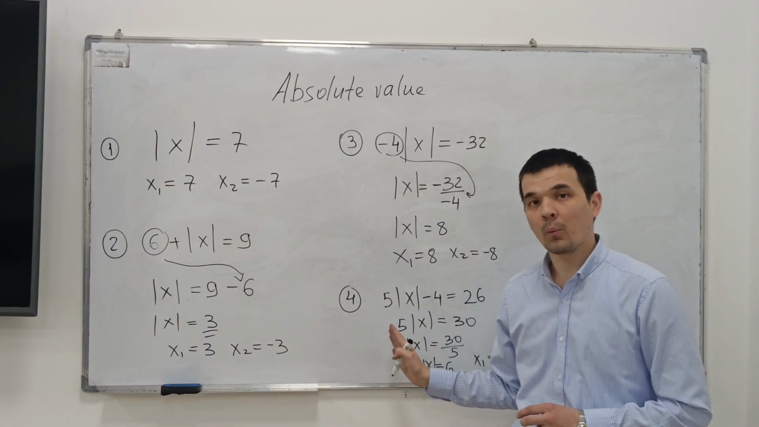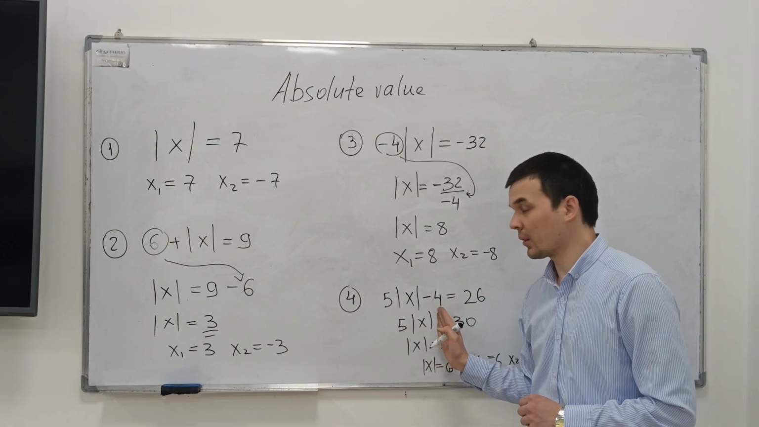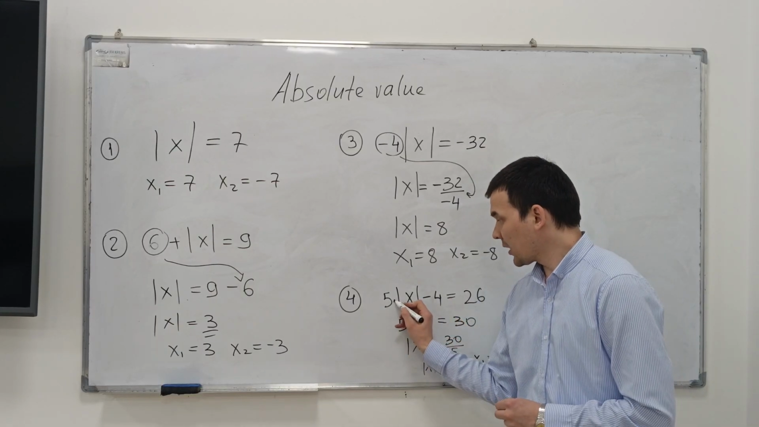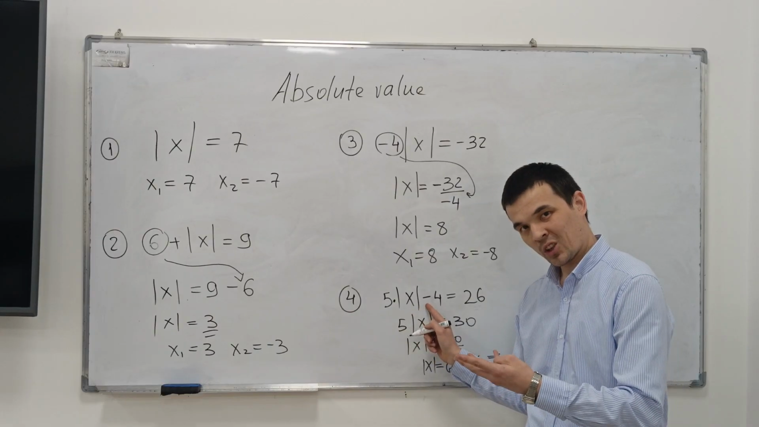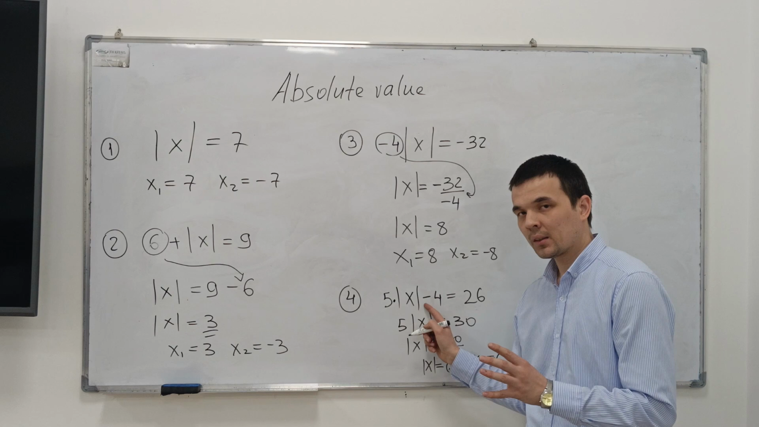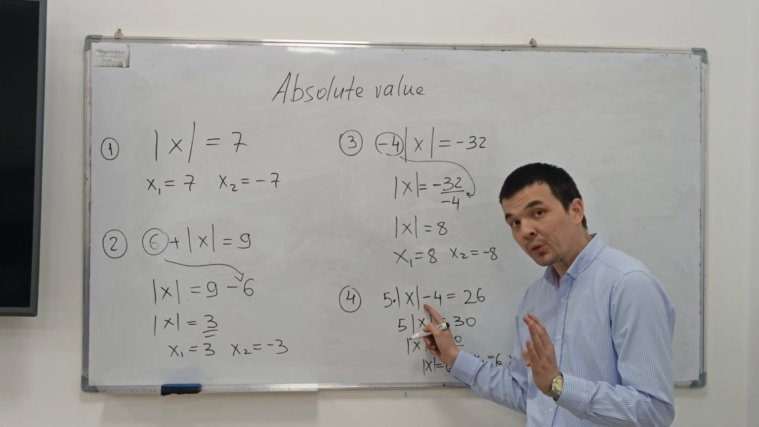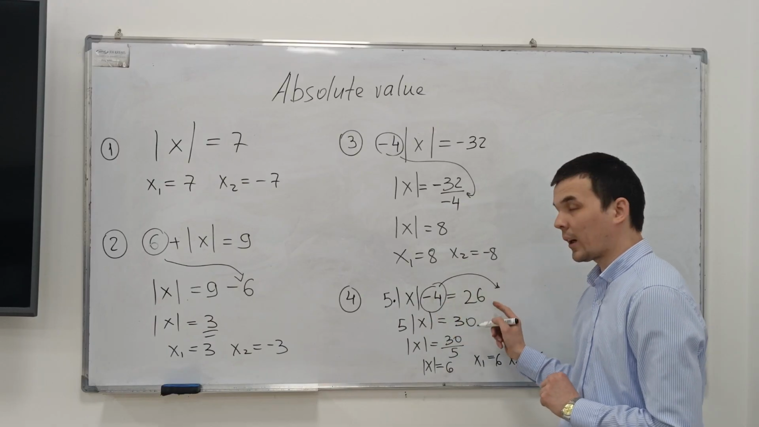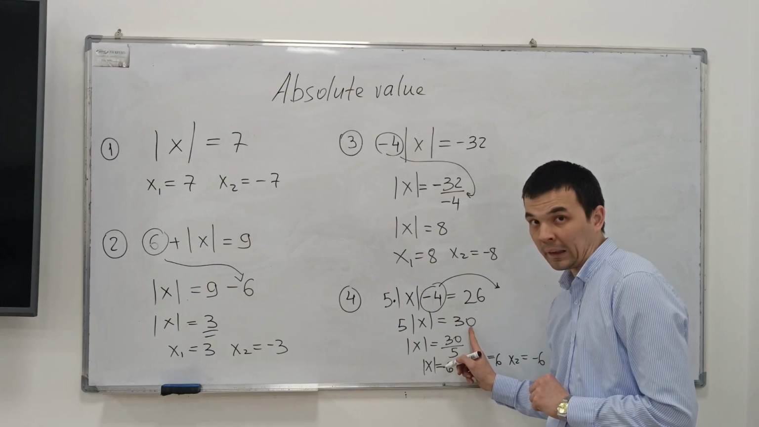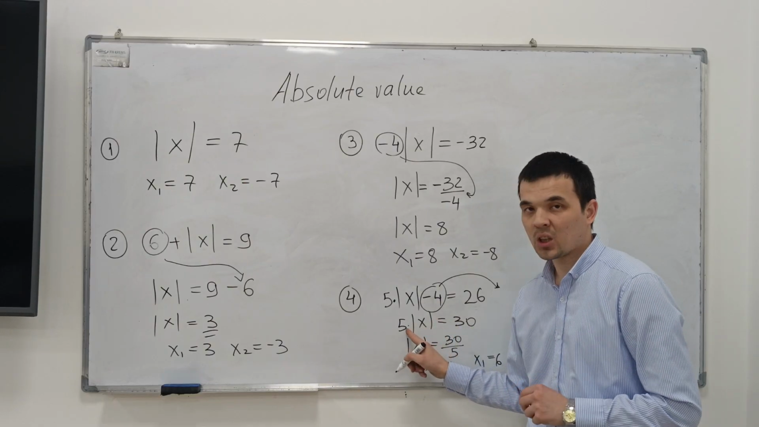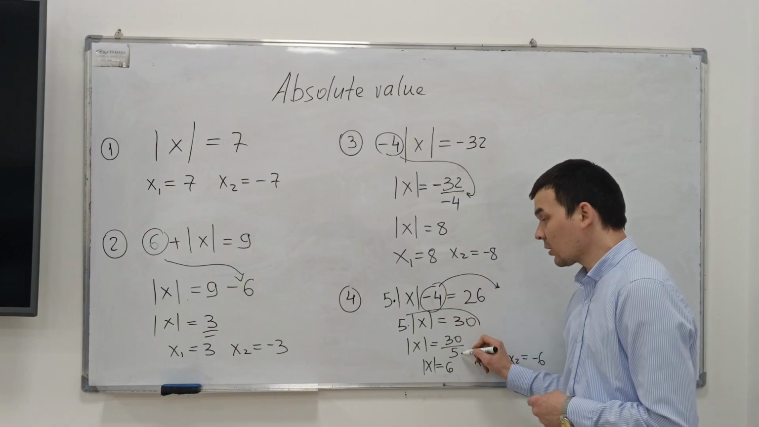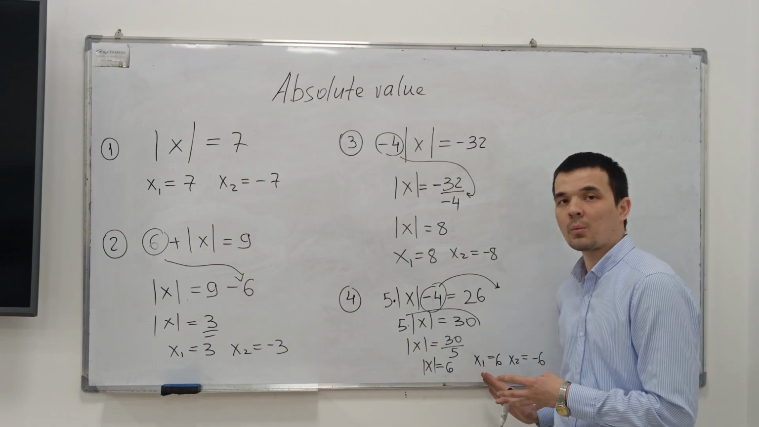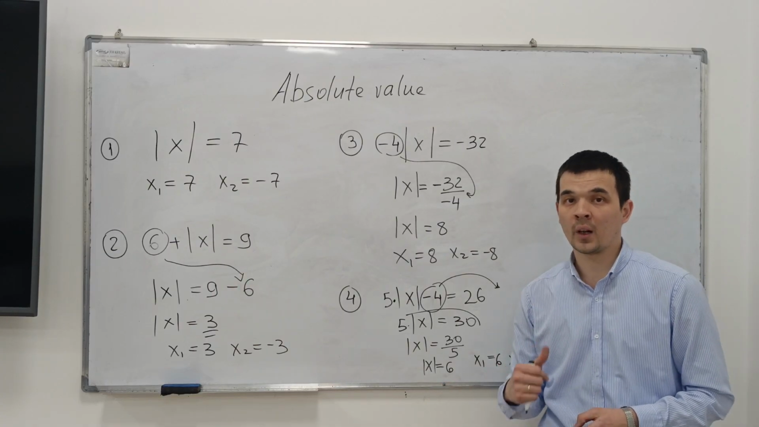Last question: 5 multiplying the unknown inside absolute value, minus 4, equal 26. Please keep in mind, when you have multiplication and addition or subtraction, please send addition and subtraction first of all to the right side. As you can see, we have minus 4 here, so minus 4 should come here as a plus 4, which means 30. After that, our multiplication by 5 should become division, and our answer is the number 6. Inside of absolute value, both positive 6 and negative 6 will be our final answer.